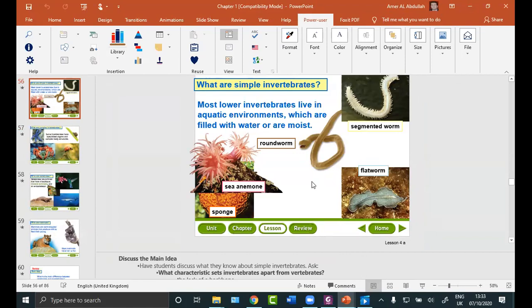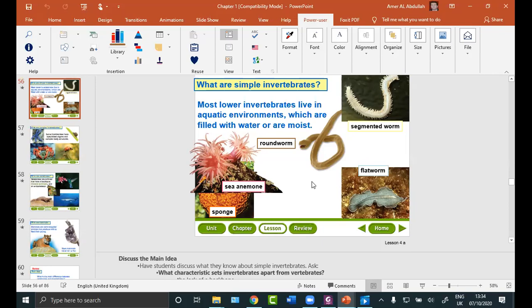Let's talk about fish. Fish have three classes. Jawless fish, like lamprey and hagfish, have a flexible nerve cord. Without jaws, they suck their food.